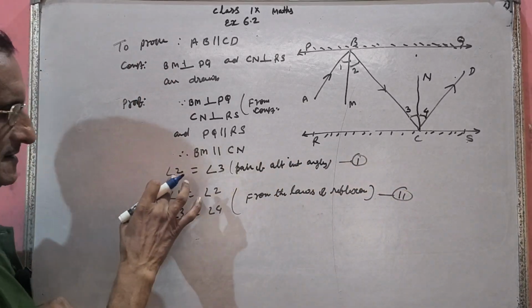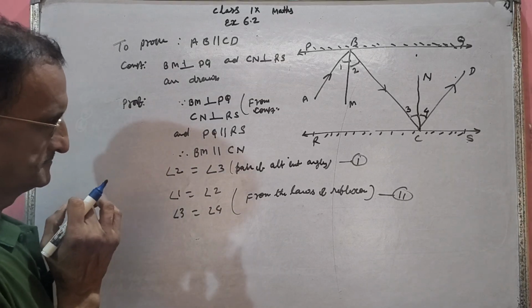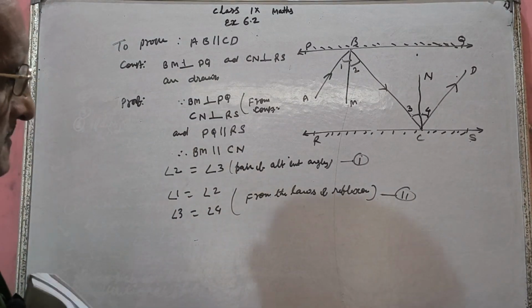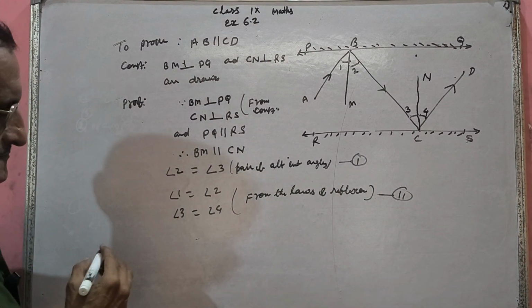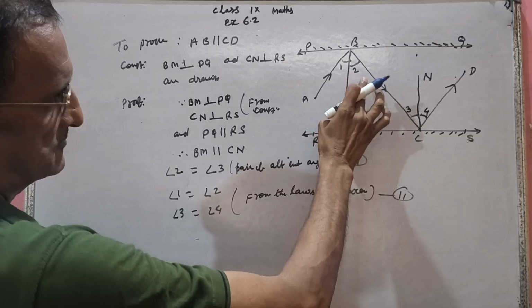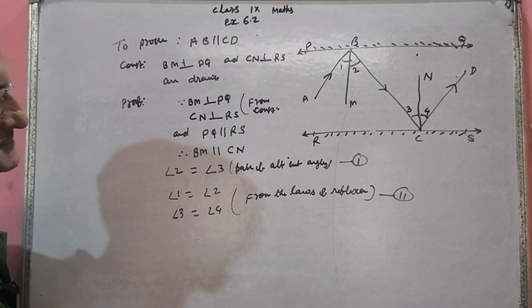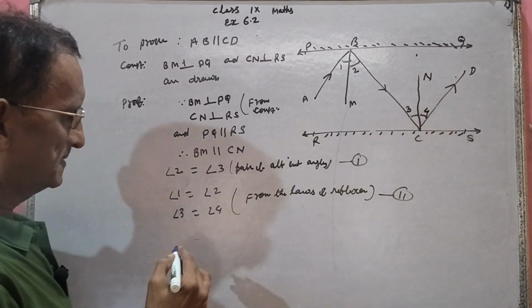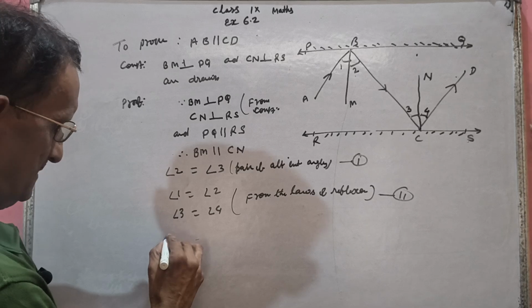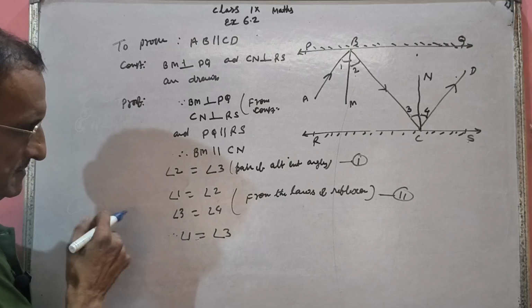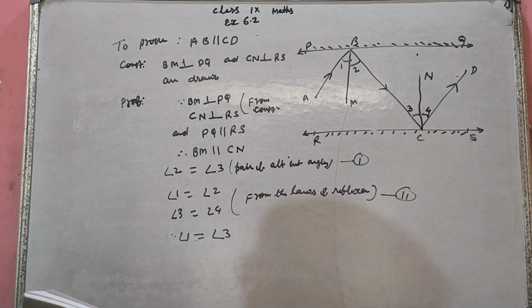From 1 and 2, what you will get? Angle 2 is equal to angle 3. And angle 1 is equal to angle 2. So what you will get? Angle 1 equal to angle 2, but angle 2 equal to angle 3. So angle 1 will be equal to angle 3. Therefore, angle 1 will be equal to angle 3. See? Not understood.